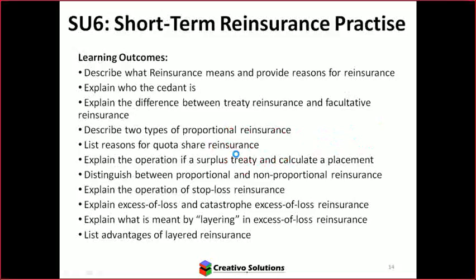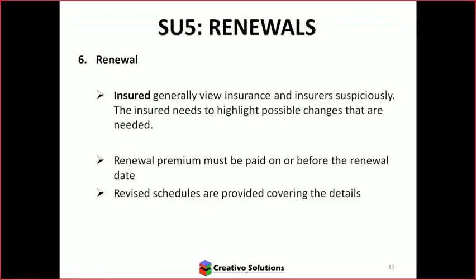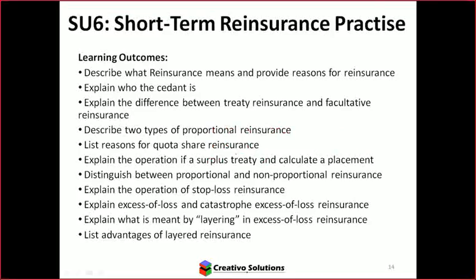Right, and that's it, Melanie. We've come to the end of that bit. So 6, I'm going to start next time. Short-term reinsurance. We'll look at that in more detail then. This one is quite long because this one covers some calculations. You'll see I'm going to talk about calculating different surpluses in terms of the amount that we can place with a provider in terms of insurance.